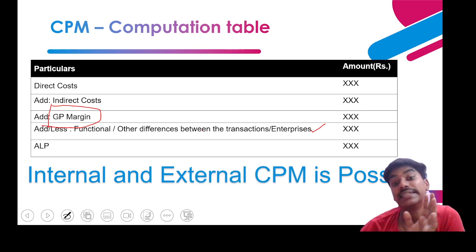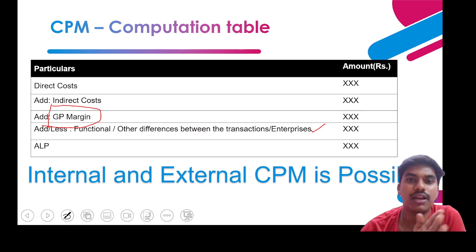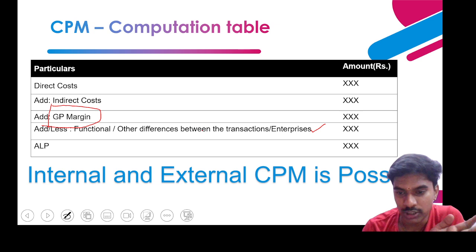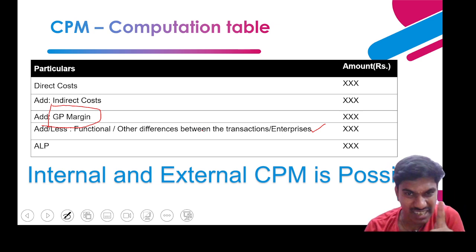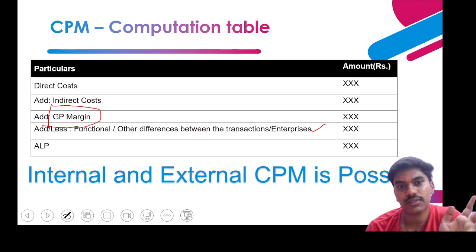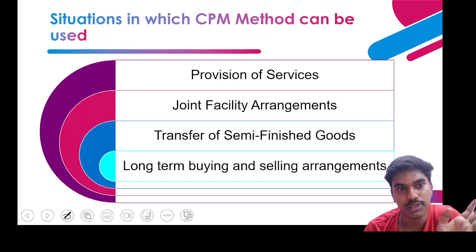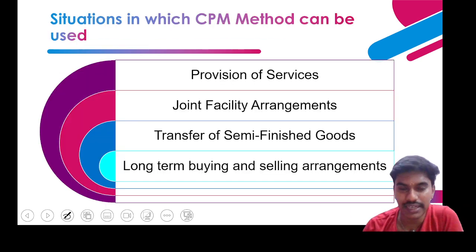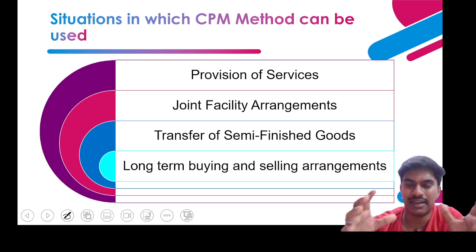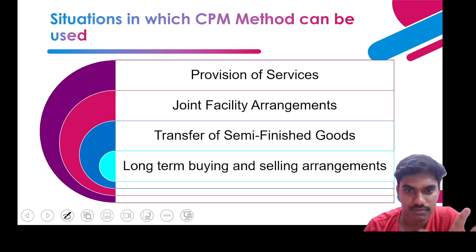Here also, internal cost plus is possible and external cost plus is possible. We saw this earlier with CUP: internal CUP is possible, external CUP is possible. But for resale price method, that is not possible. Again, for cost plus method, both internal CPM and external CPM are possible. Right? Next, when can cost plus method be used? It can generally be used based on the books, but this is not an exhaustive list that I tell you.